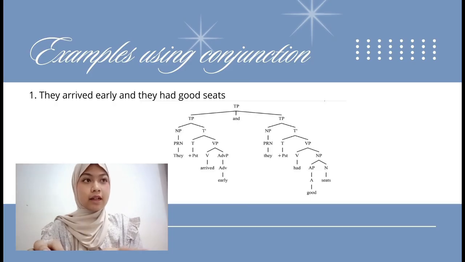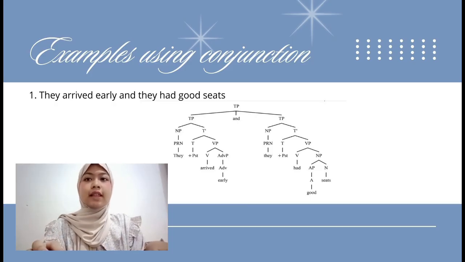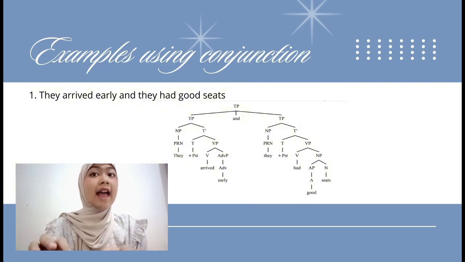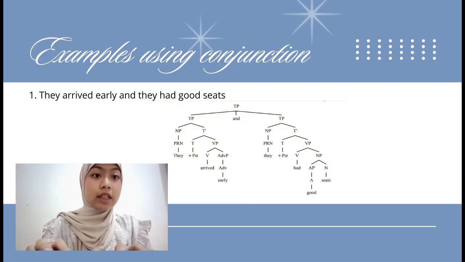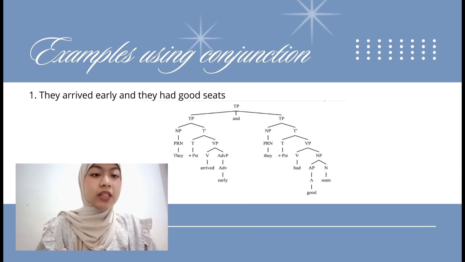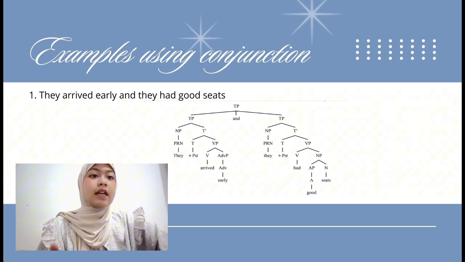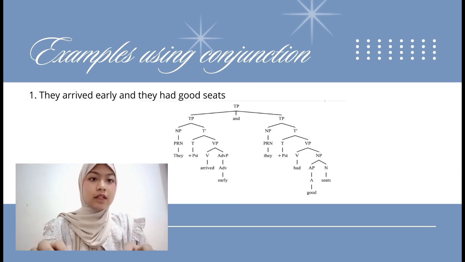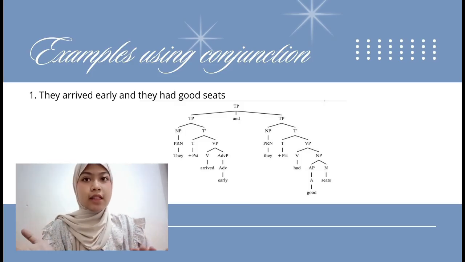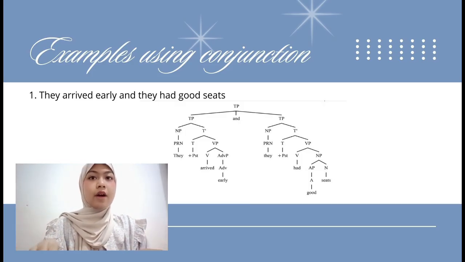So this is the second clause. And then we have the VP here. We have "have," which is the V, the verb. And then for the VP, we can merge the V "have" with the NP "good seats." This creates the VP, verb phrase, that represents the action of having good seats.